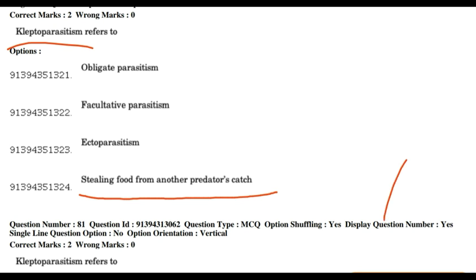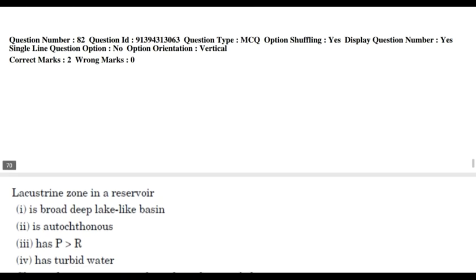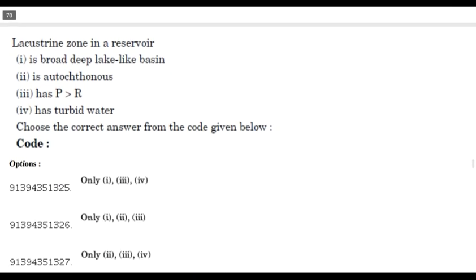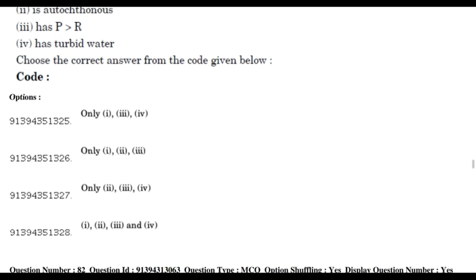Next, so here lacustrine zone in reservoir is a broad deep lake basin, is autochthonous or has P greater than R, has turbid water. We have to choose one answer. So the right answer is first, second and third: is broad, is autochthonous, has P greater than R.